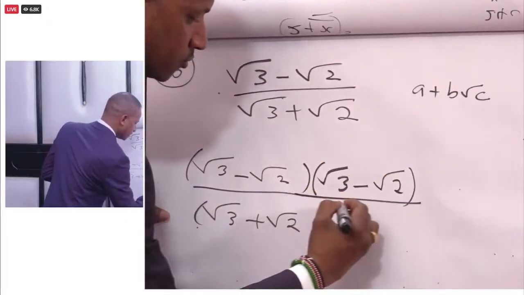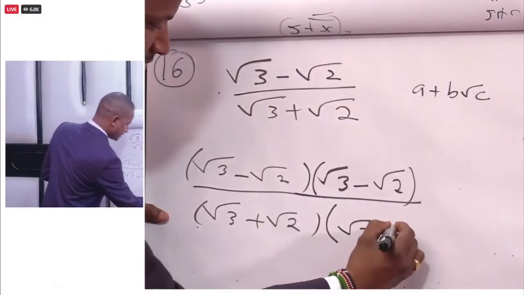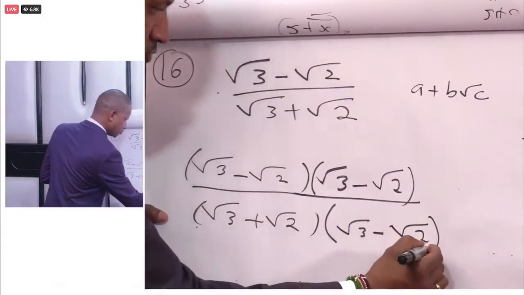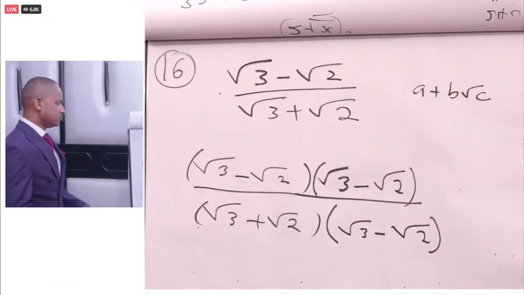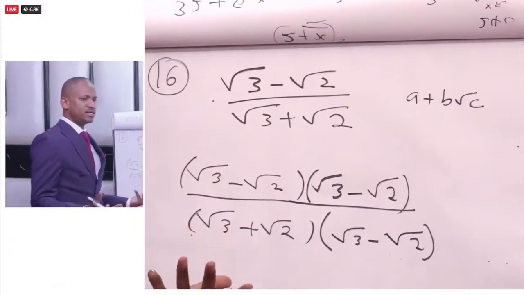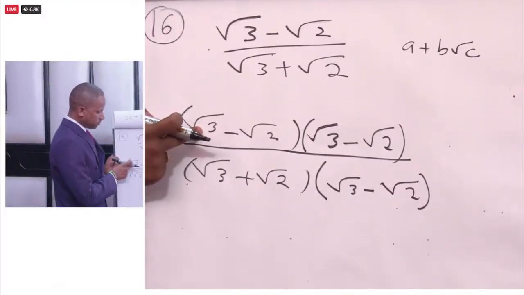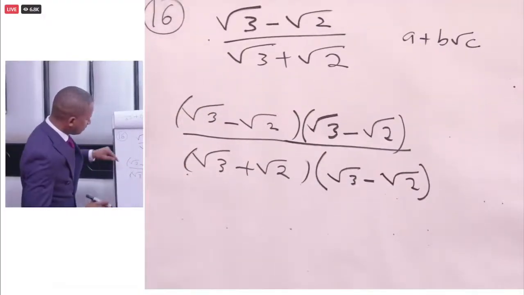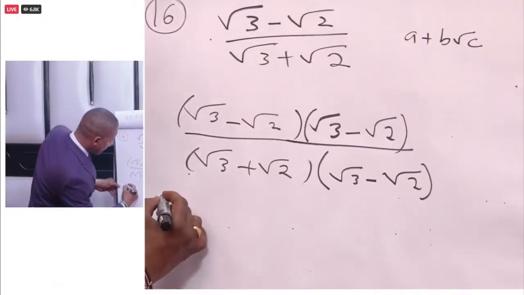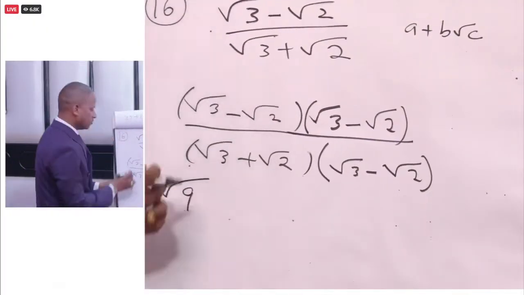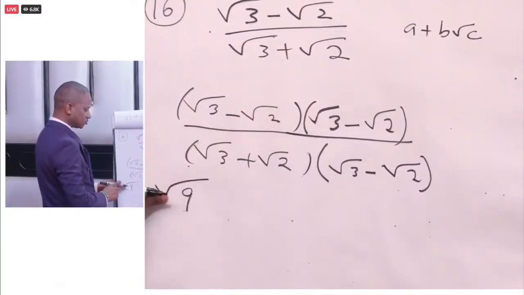You also do the same by root 3 minus root 2. Class, when you have this, you don't have to worry, just open it up slowly. The first value times this. So this will be root 3 times root 3 is root 9. Root 3 times root 3, just multiply what is inside, then maintain the root, is root 9.